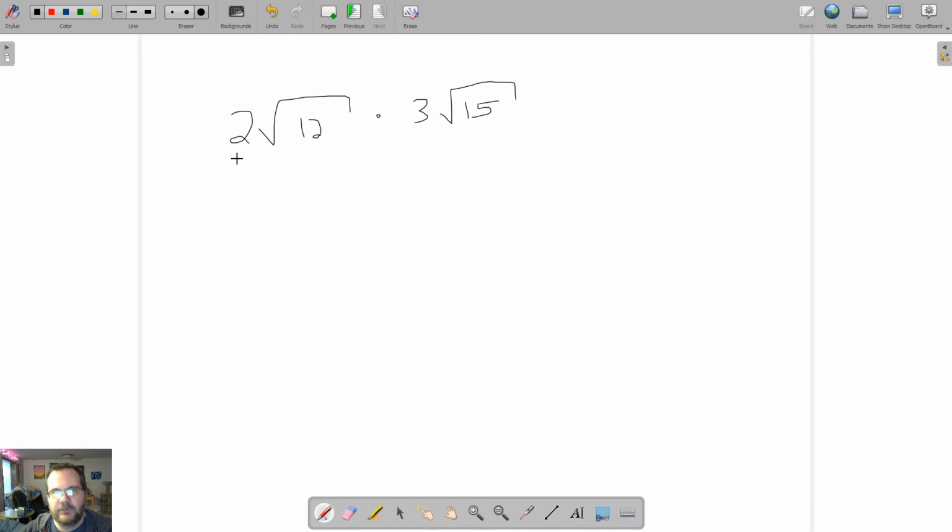So I'm going to do number times number first. So 2 times 3 is 6. And then what's inside the house multiplies by what's inside the house. So 12 times 15. Let's see, 5 times 12 is 60. 10 times 12 is 120. So that's 180.